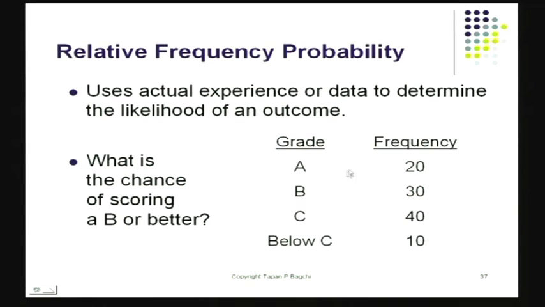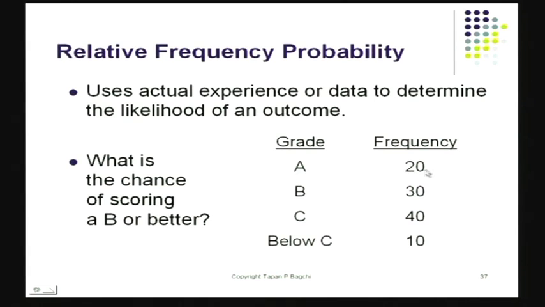If you look at the data collected, how many students are there? 20 plus 30, that's 50, plus 40, that is 90, plus 10, 100 kids. It turns out that 20 kids scored A, 30 scored B, 40 scored C, and 10 went below C. What is the chance now of scoring a B or better? What are those events? Take a look at the events. B or better would be scoring A or scoring B. That would be B or better.